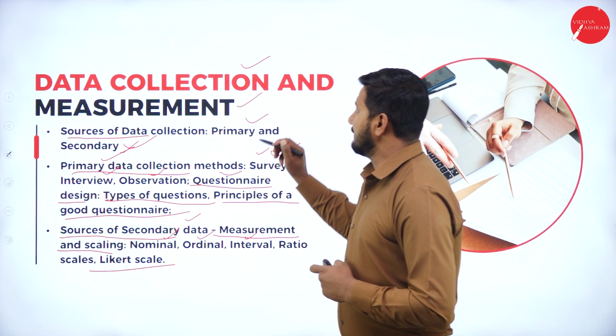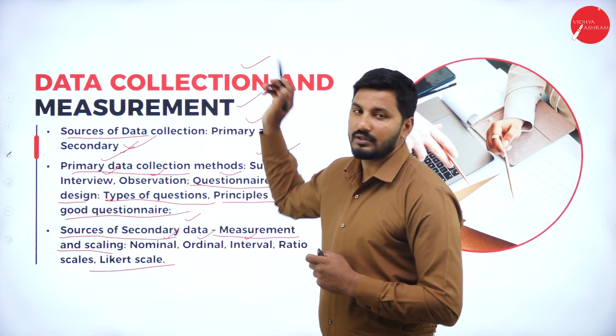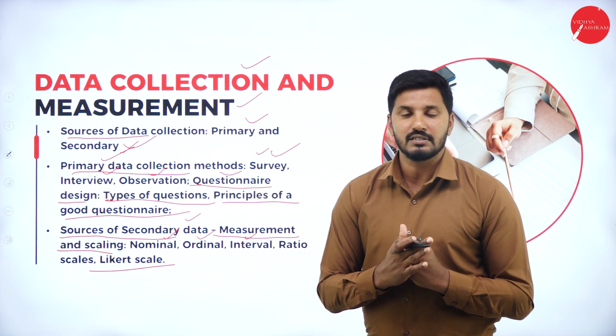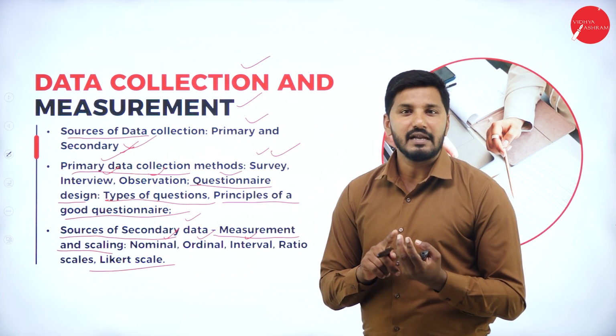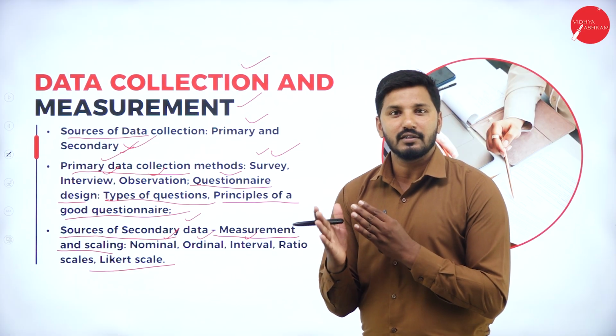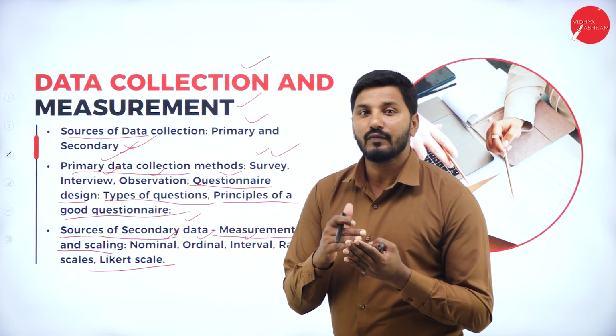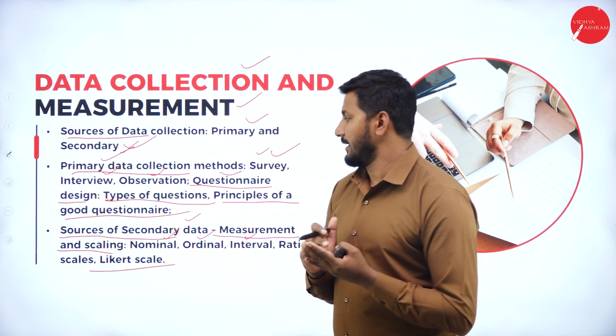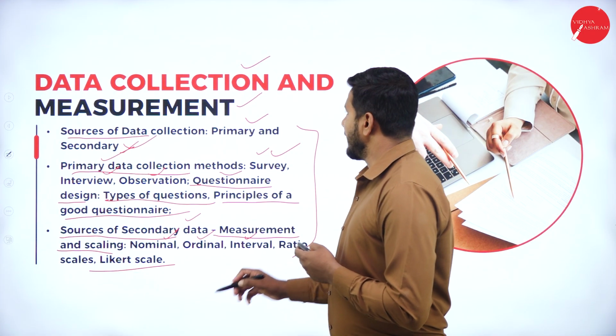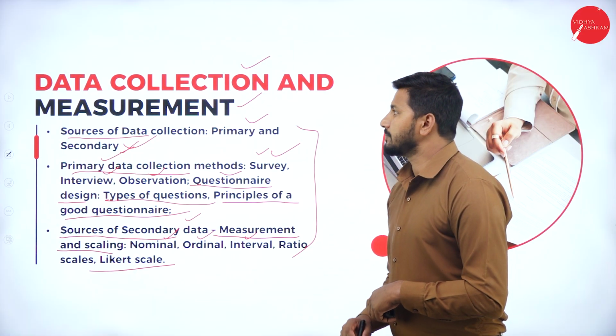So basically in this particular third module, we will know what are the major sources. In that sources there will be primary and secondary. Based on that, what are all the major elements included in the primary data collection, and along with that, the secondary data collection. So then move on to the fourth module.